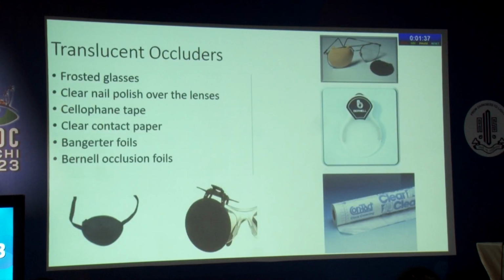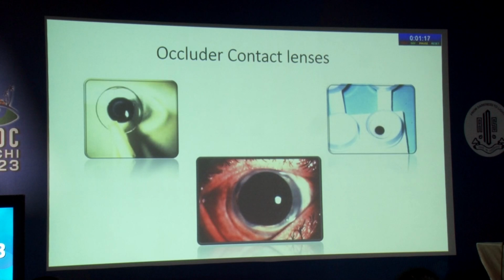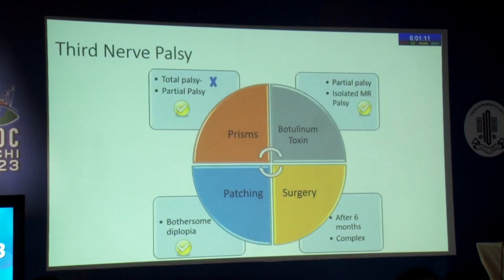There are different types of translucent occluders available. This is one of the glasses, called Mintz glasses, which is cosmetically acceptable. The above picture shows what the patient sees through the glasses, so the right eye vision is completely blurred. The bottom picture shows normal frosted glasses, which have no cosmetic appeal. Occluders and contact lenses can be used wherever necessary. In intractable diplopia, sometimes you might have to use occlusive IOLs to prevent diplopia.